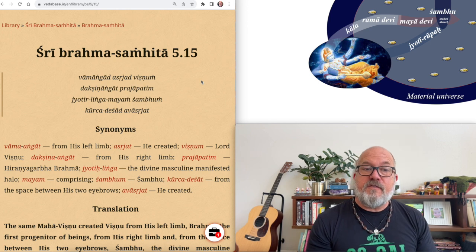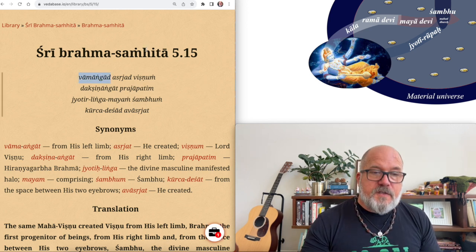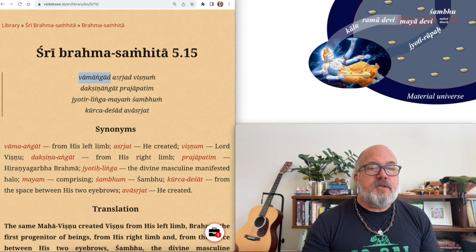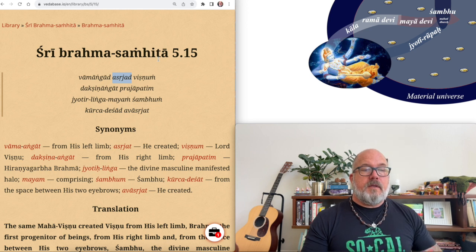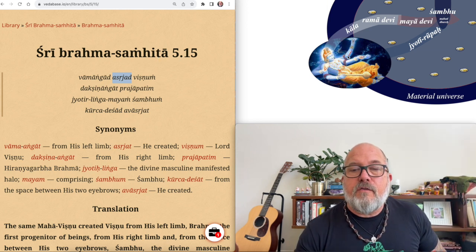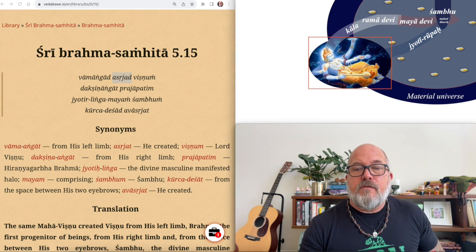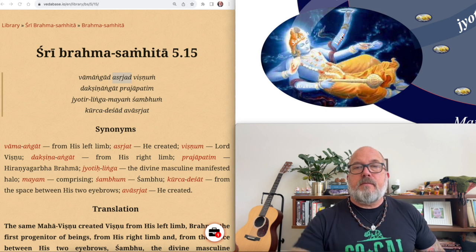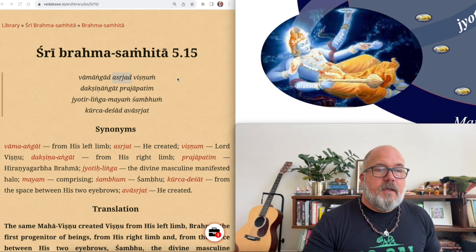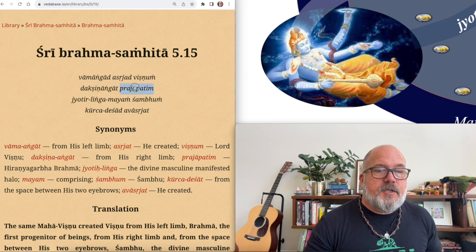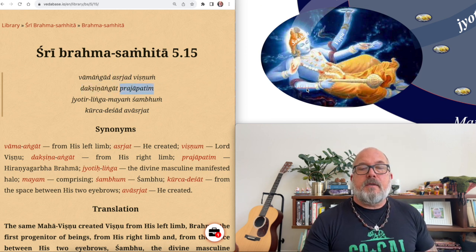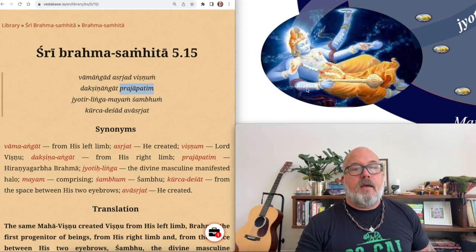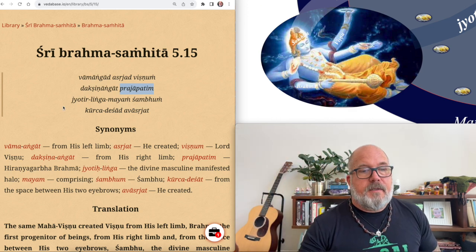Hare Krishna friends, so let's study verse 15. So this first line is Vamangad Ashrajad Vishnu. Vishnu is created from the left limb of Mahavishnu. And here we have Mahavishnu laying in the Viraj river, and his left limb manifests Vishnu. Dakshinangat Prajapatim, and the right limb of Vishnu manifests Brahma, otherwise known as Prajapati.